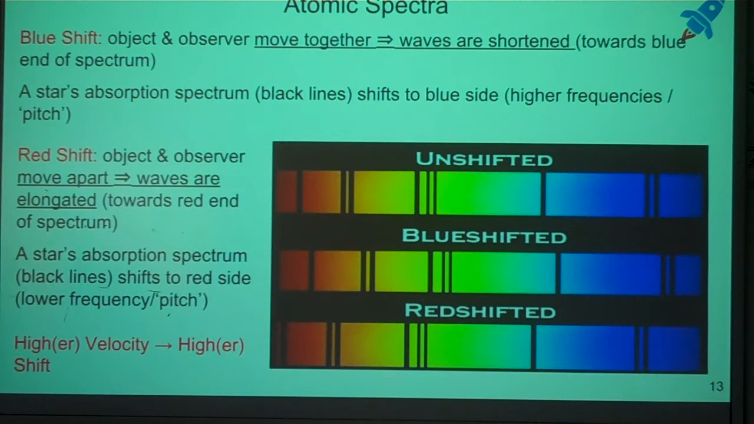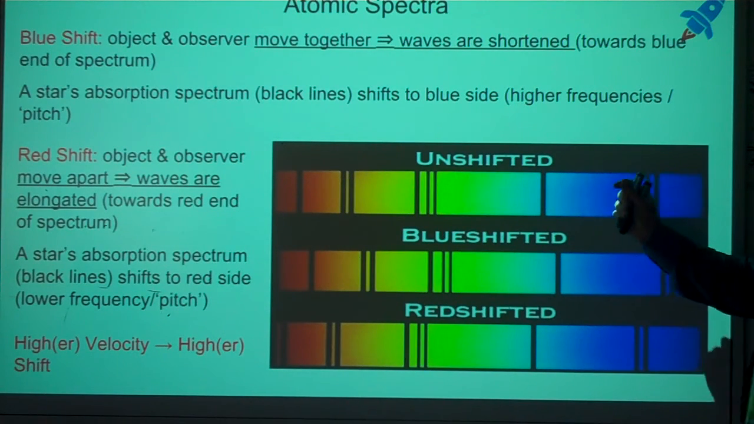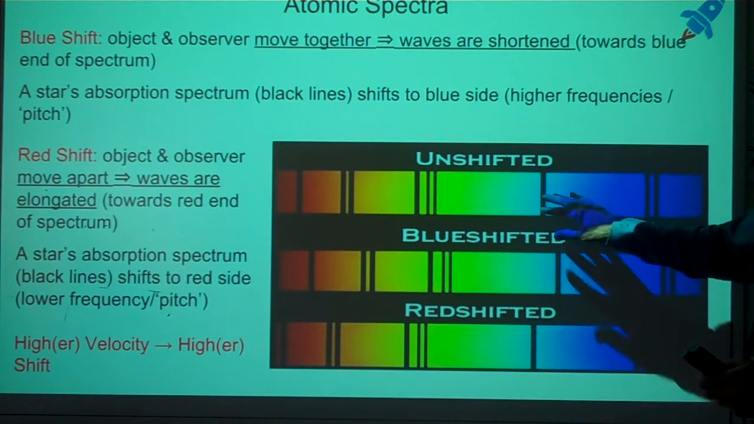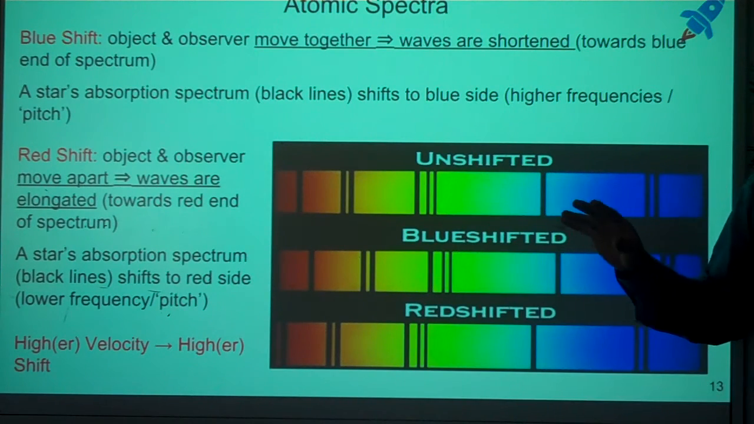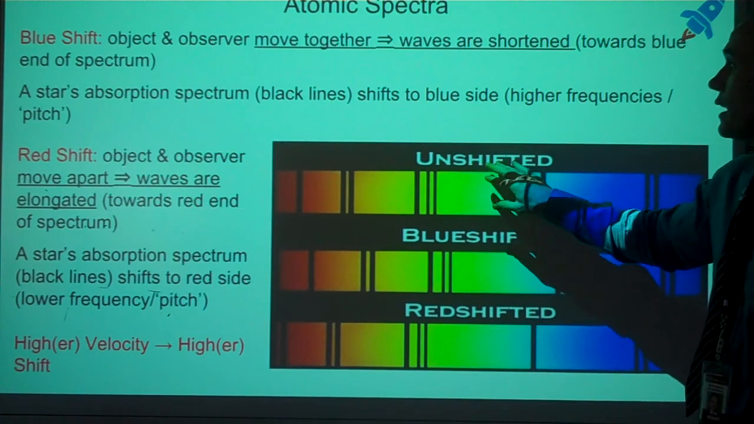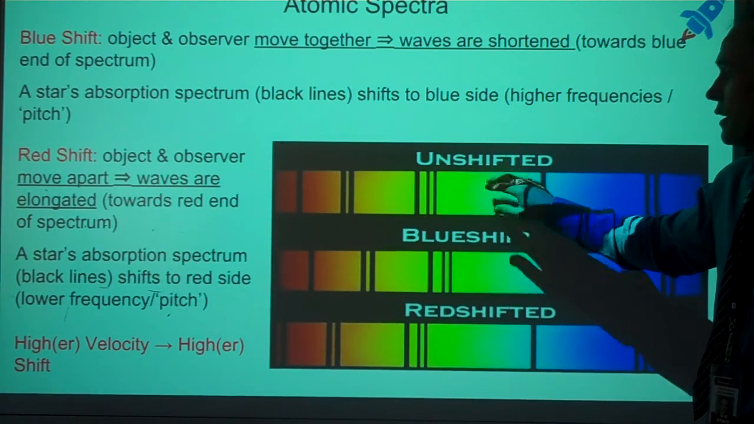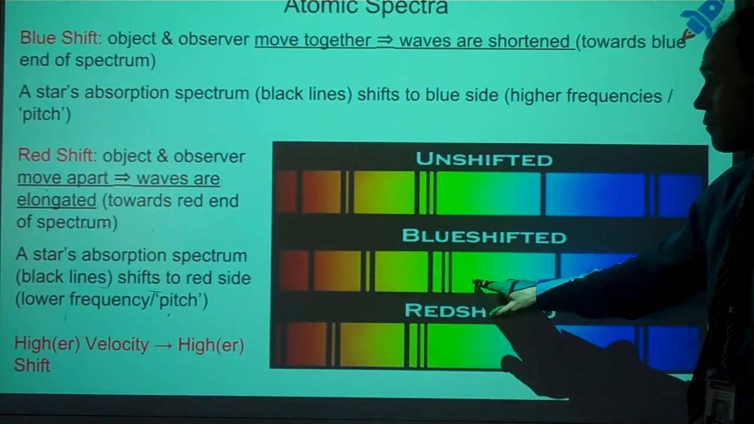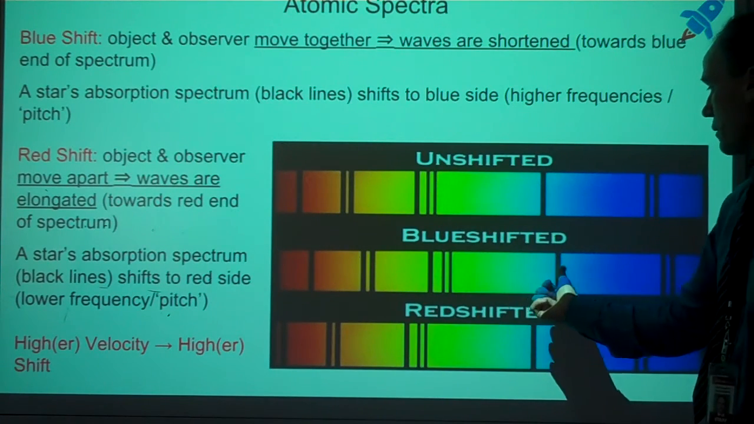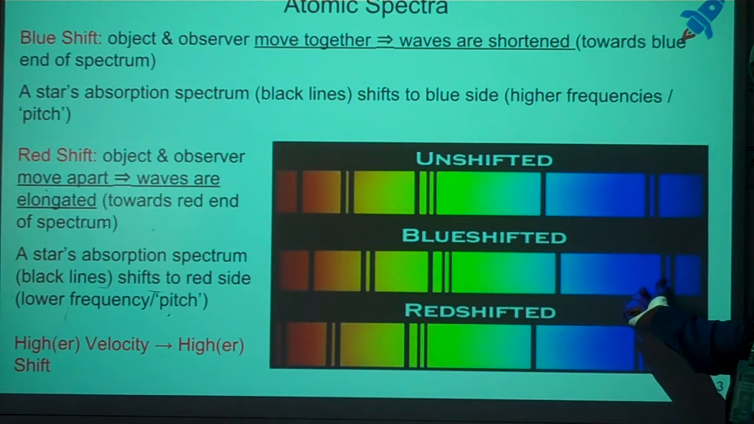Now, this is where rubber meets road. Red shift and blue shift. This is taken directly from an exam paper or a test paper, I forget which. This is a spectra. I don't even know which element this is. This is unshifted. Now, this is the same pattern, but do you see how it's shifted slightly to the right?